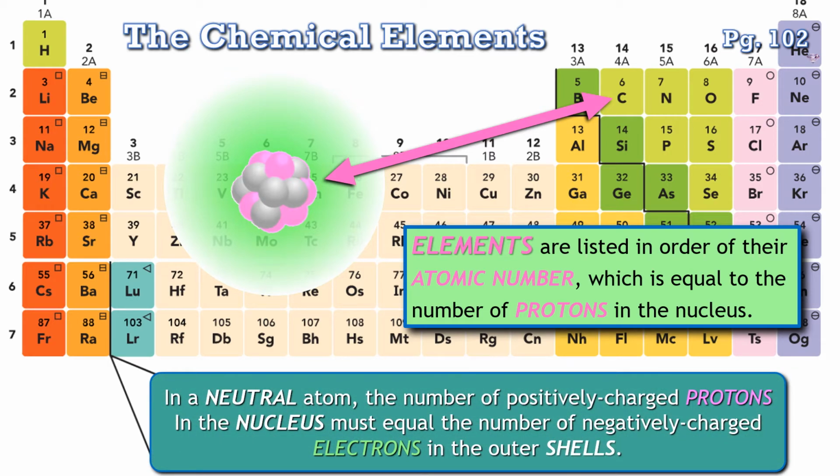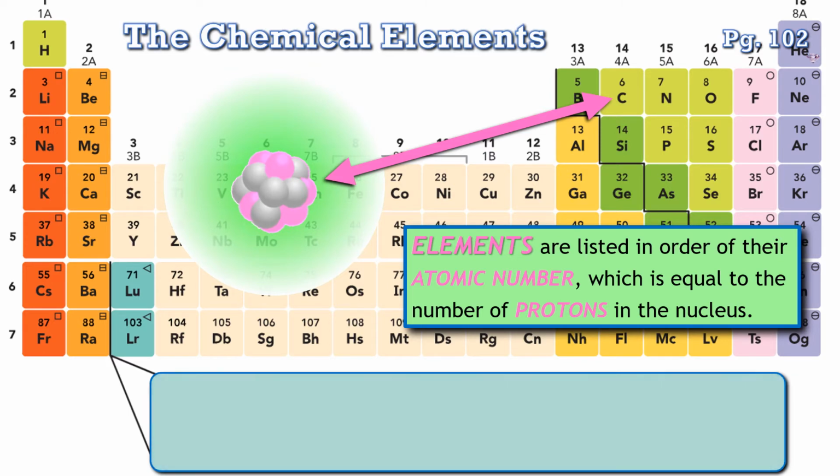Now, the number of protons is equal to the atomic number. That's always true. But in the special case of a neutral atom, if you know the number of protons, you also know the number of electrons. Why? Because the number of positively charged protons in the nucleus must equal the number of negatively charged electrons in the outer shells.